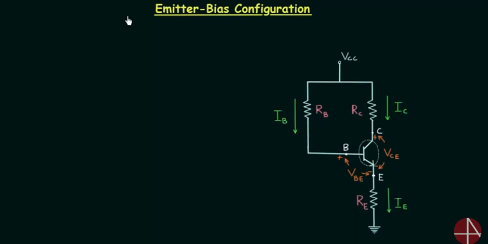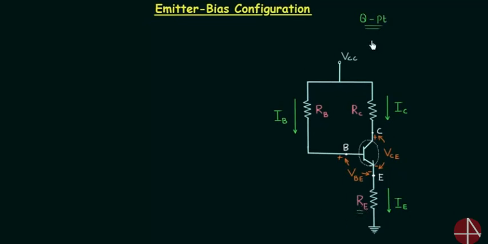Last two lectures we completed fixed bias configuration. The next type of configuration is emitter bias configuration. The only difference between emitter bias configuration and the fixed bias configuration is resistance RE. We introduce emitter resistance to improve the stability of the operating point.